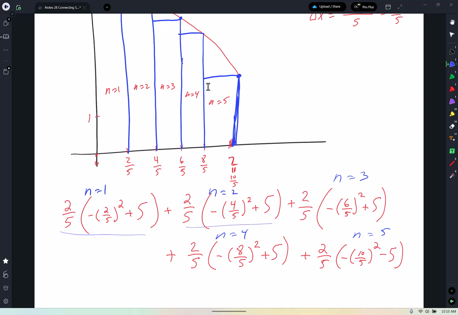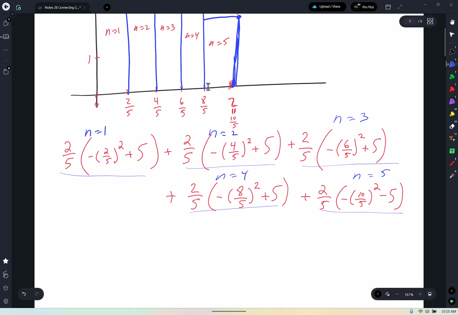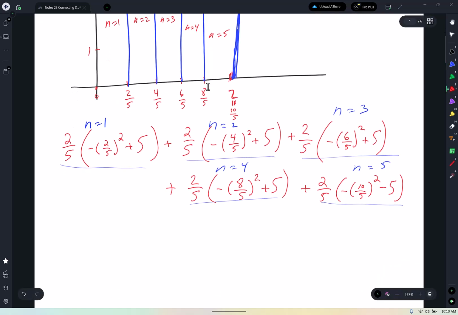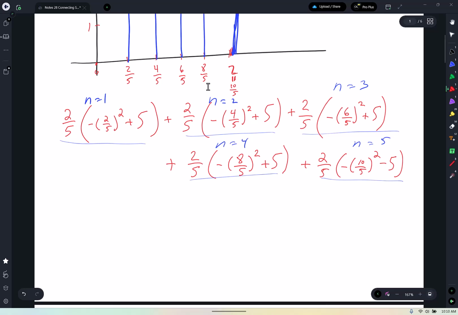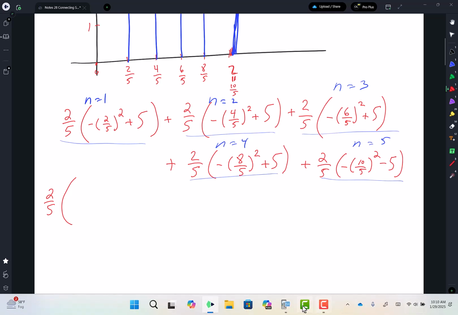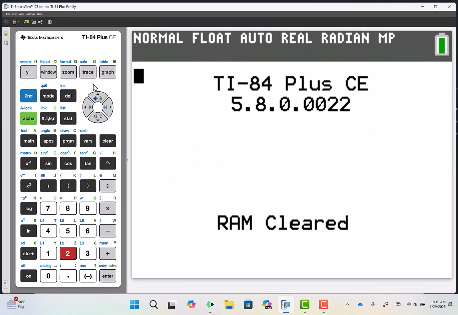What does each of these quote-unquote terms have in common? A 2/5. Yeah, I guess you can also say the plus 5, but we're not going to worry about that. So I'm going to factor out my 2/5. I'm going to figure out what this is. N equals 1. Well, I already said it, so let's just do it. Negative 2/5 squared plus 5. You know what? I'm going to do it like this.